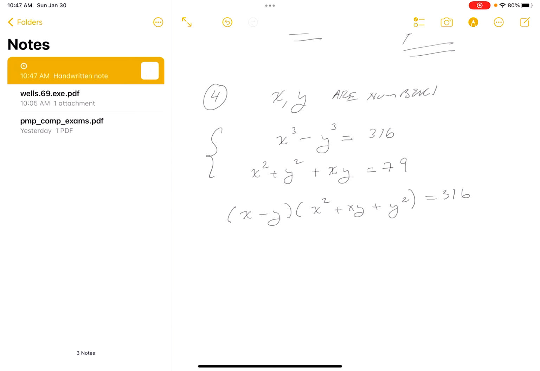Now, by doing that, you might say, oh, this is just too good to be true. Maybe it is. But what I notice now is I know x squared plus y squared plus xy is 79. So what do I know? I know x minus y times 79 is equal to 316. All right? And another thing that might be too good to be true, maybe both sides are divisible by 79.